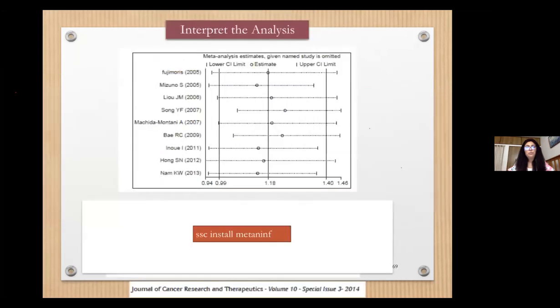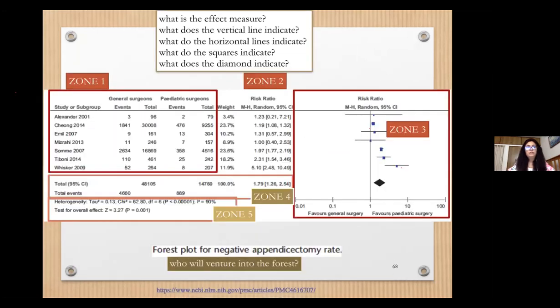So what about zone 4? Zone 4, as we already discussed, has the pooled risk ratio for all the studies along with the confidence intervals, right? What about this zone 5? We already discussed these tests. So anyone wants to comment? You have the I-square there and the chi-square there. So these are our two tests that we can use to assess if there was heterogeneity between our studies or not.